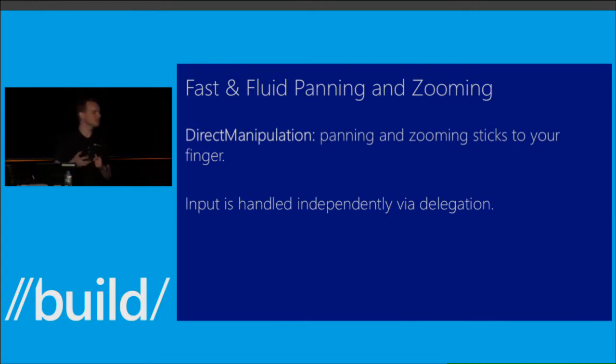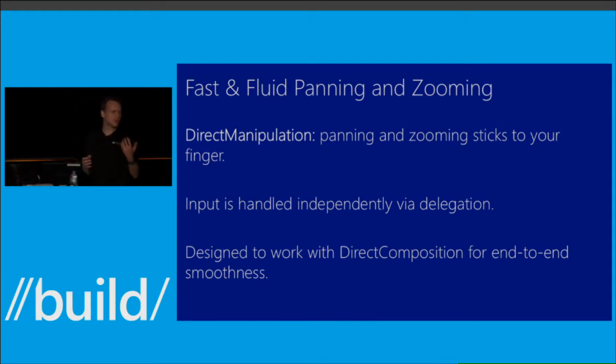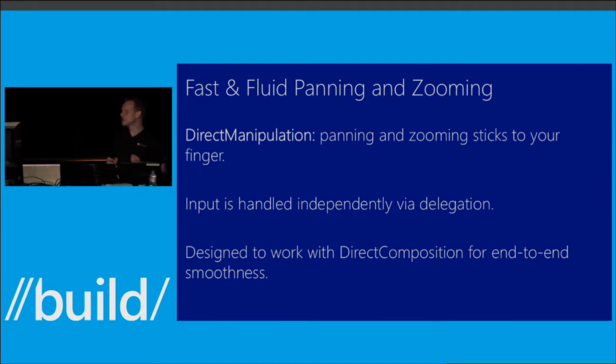All that you have to do is to declare a configuration up front. I want panning, I want zooming, I want inertia. And you then essentially do some work that I'll show you in a second, and direct manipulation takes over with its delegate thread. And then the final thing for smooth panning and zooming is you need an end-to-end experience. It's not just the input processing that needs to be independent, but the output. And so for that reason, we designed direct manipulation to work really well together with direct composition, so that you've got a composition path on the output side and an independent input vector on the input side, and they'll work very smoothly together.